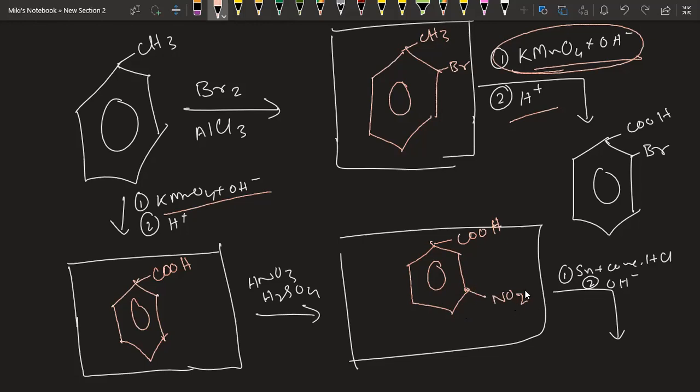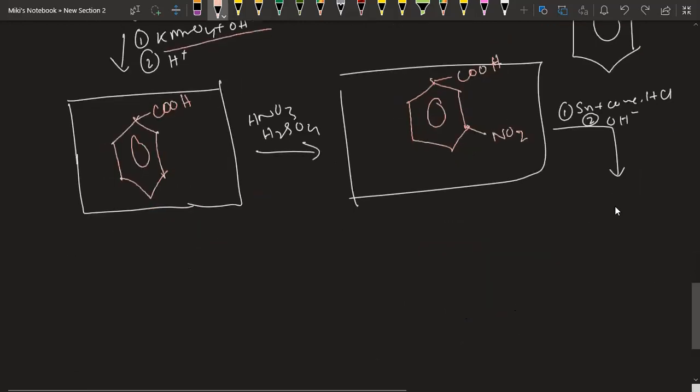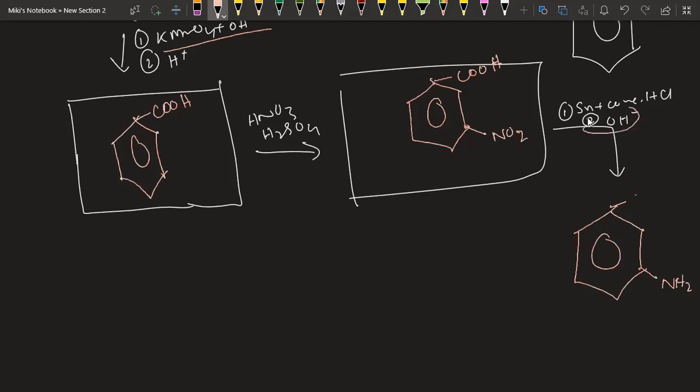Now after this, when we add further Sn in concentrated hydrochloric acid, what is going to form? We're going to get, at first let me draw it here. The first condition is stated what? HCl, isn't it? That means this is going to form an amine, phenylamine. Now let's see, OH minus is formed. What is going to happen here?